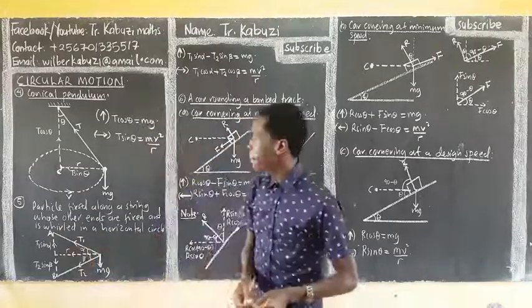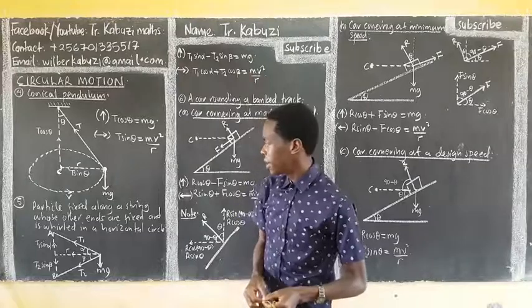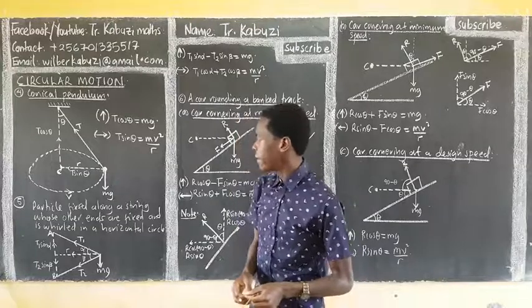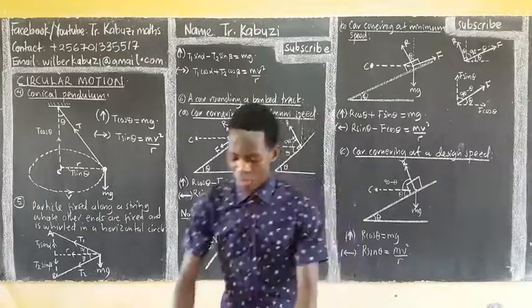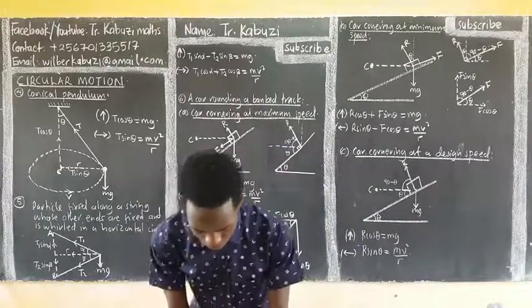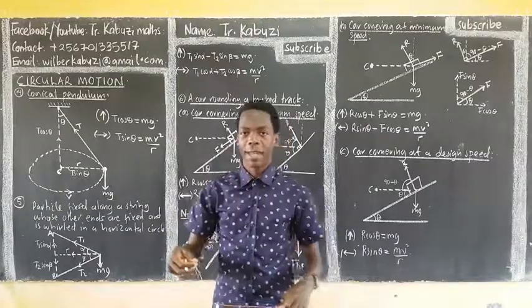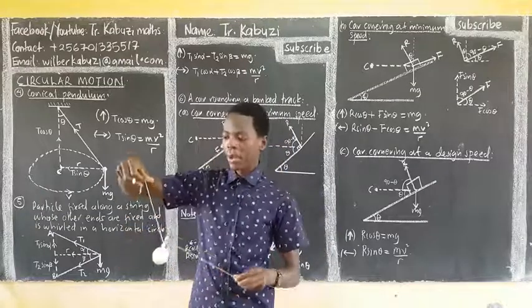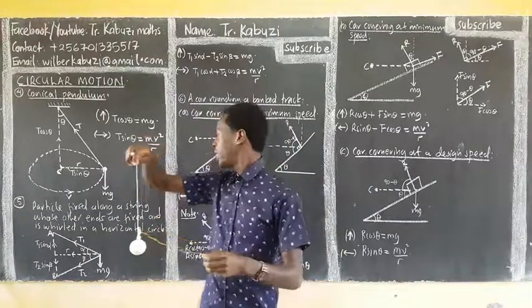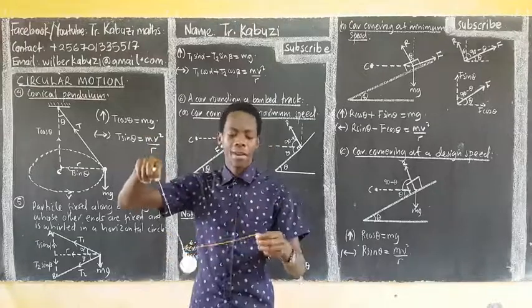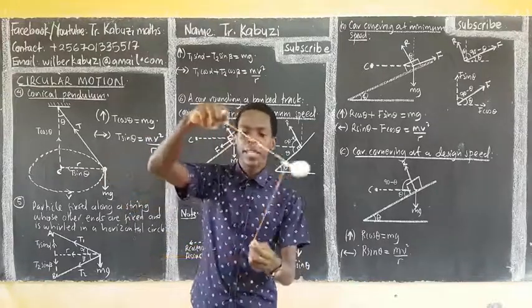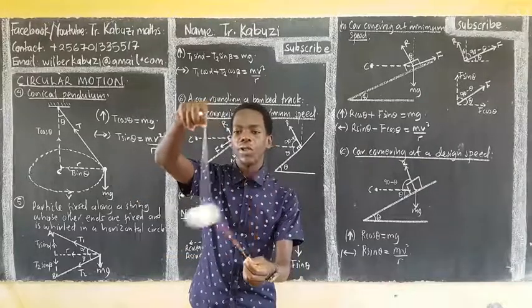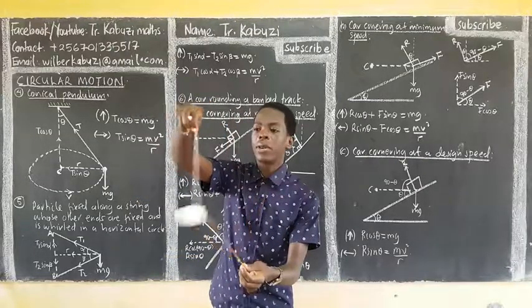Then case 5, a particle fixed along a string whose other ends are fixed and is reeled in a horizontal circle. I tried to create one. Let me show you. This is the case we have. We have a string, the white string, which we are calling T1, then the orange string, which we are calling T2. Now, it means that I'm swinging that. This is in the horizontal. This is what we are talking about.